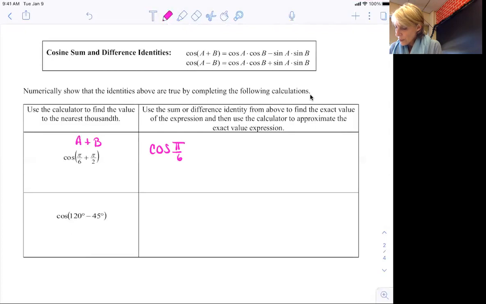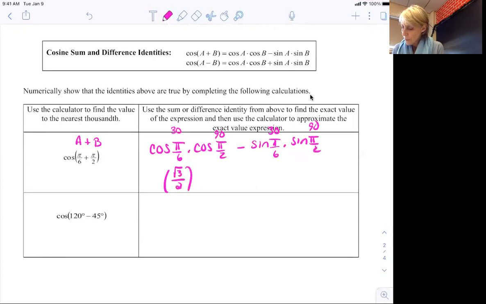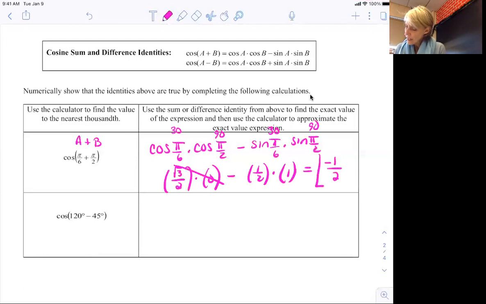Cos pi over 6 times cos pi over 2 minus sine pi over 6 times sine pi over 2. This is really the cosine of 30, 90, 30, 90. Cosine of 30, radical 3 over 2. Cosine of 90 is 0. Sine of 30 is 1/2. Sine of 90 is 1. This term is going to be 0. And when I evaluate this, the exact value is negative 1/2.